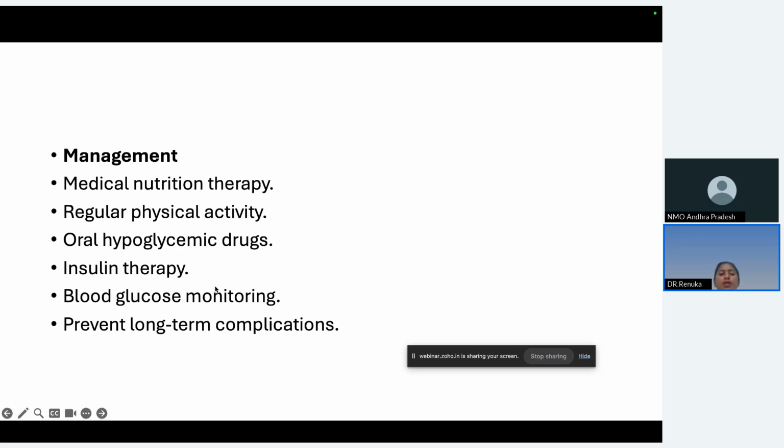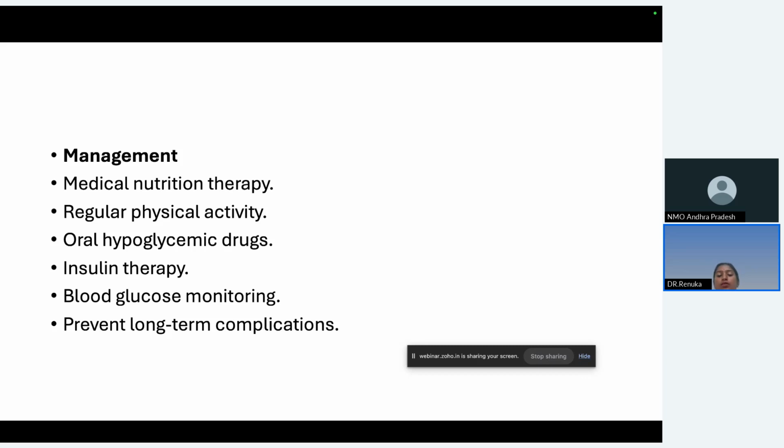What is the management? Medical nutrition therapy. See what happens, blood glucose level is so high. So we should eat foods that have a very low glycemic index, that don't trigger insulin, that don't need so much insulin. Medical nutrition therapy, regular physical activity, oral hypoglycemics: we have sulfonylureas, we have certain drugs like metformin, etc. Then insulin therapy, we give insulin, and then constant blood glucose monitoring. There are some patches, or there is a blood test, for blood glucose monitoring.